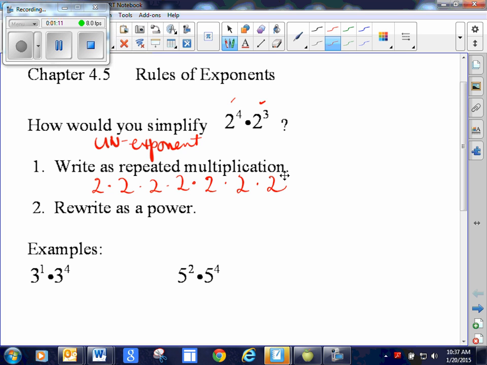Now, if I rewrite this with an exponent, I put it all back together. How many 2's do I have? 1, 2, 3, 4, 5, 6, 7. 2 to the 7th is my answer. Let's do a couple more examples.